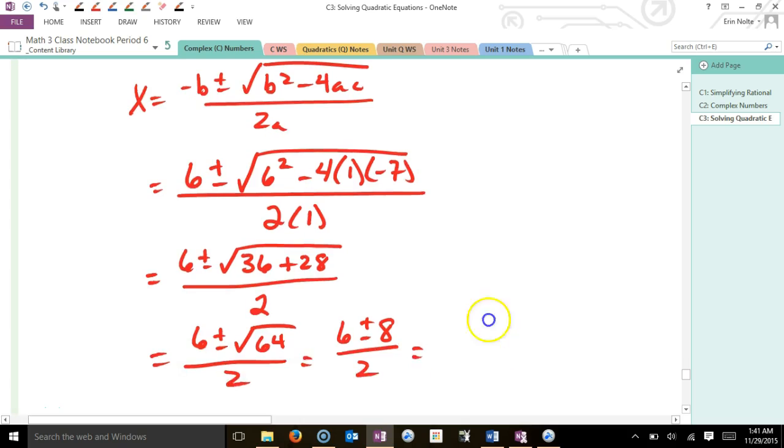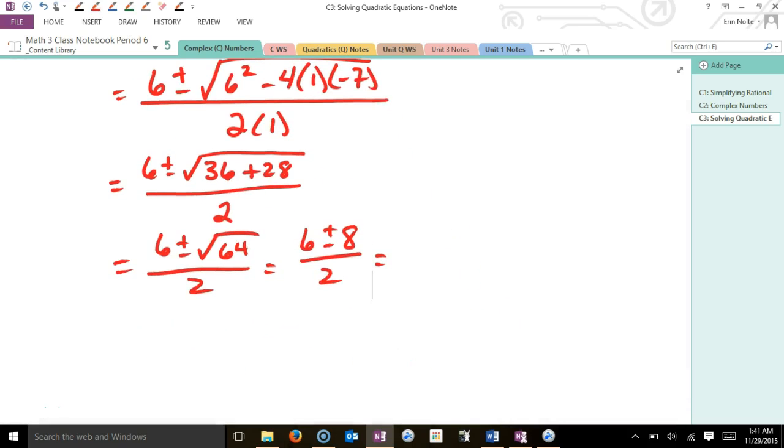Okay, so here comes a little bit of mental math. Okay, remember how many solutions are we coming up with? 2. Okay, so we're going to do the plus first. So it's 6 plus 8. 14. And 14 divided by 2? 7. So 7 is 1. Okay, then we're going to do the minus. What's 6 minus 8? Negative 2. And negative 2 divided by 2? Negative 1. So the second solution is negative 1.